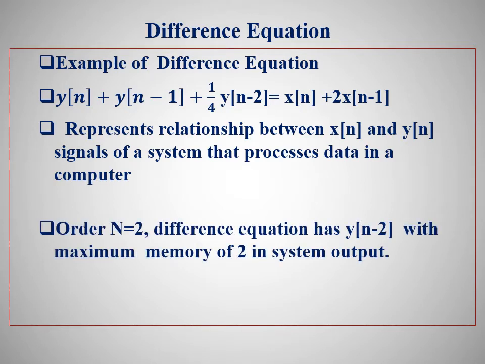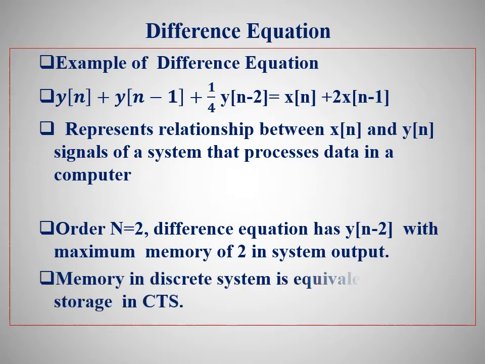Again, if we observe, the order is equal to 2, and it has y[n-2] as the maximum delay, which represents the number of memory elements, which is 2 in the system output. Each of these terms requires one memory element, thus giving us that, similar to the energy elements in the differential case, the memory elements determine the order in a difference equation. Memory in a discrete system is equivalent to energy storage elements in a continuous time system.